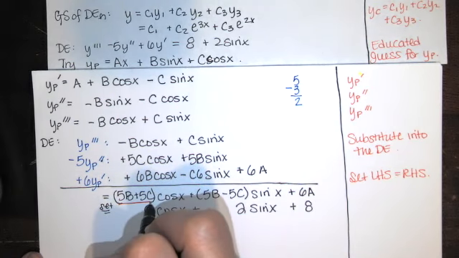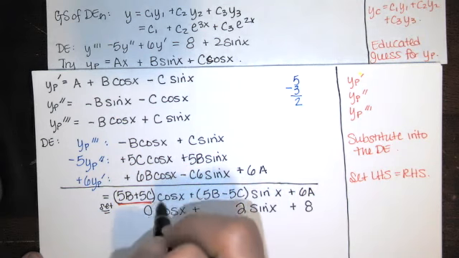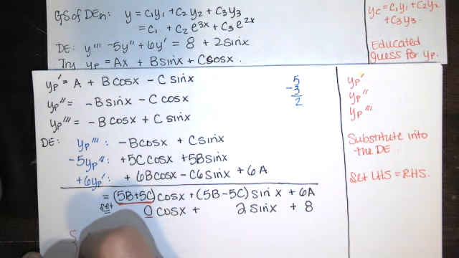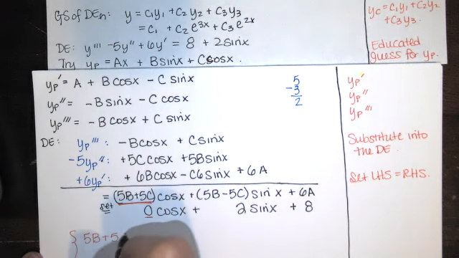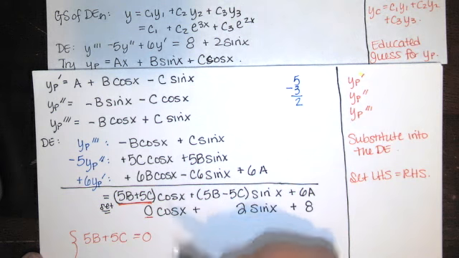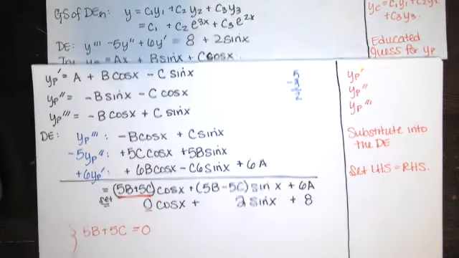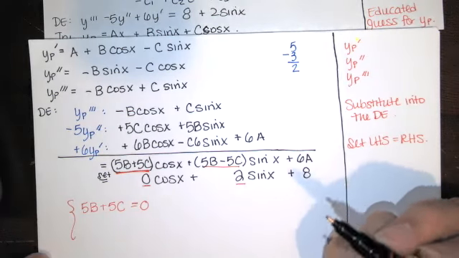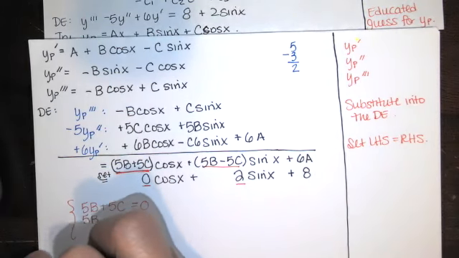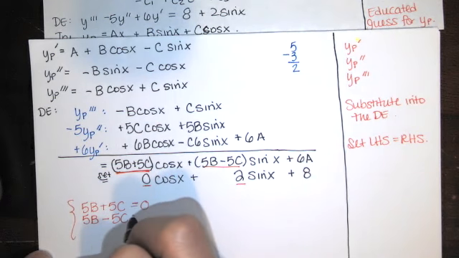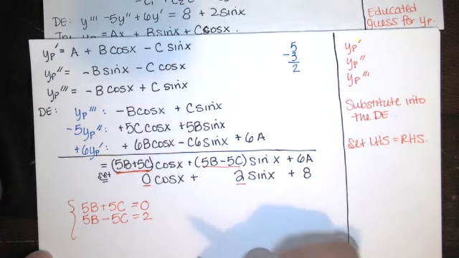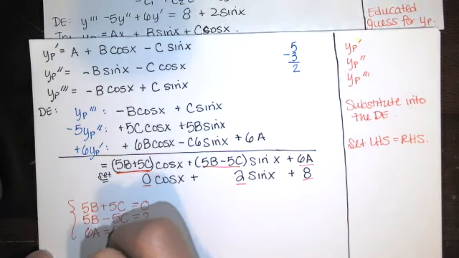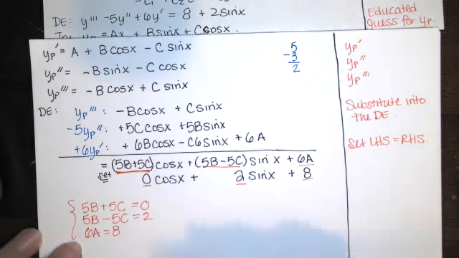So the coefficient of cosine on the left-hand side has to equal the coefficient of cosine on the right-hand side. So we have 5b plus 5c must be 0. And then similarly, the coefficient of sine on one side of the equation has to equal the coefficient of sine on the other side. So we have 5b minus 5c, that has to be 2. And the constant term on one side has to equal the constant term on the other. So we have that there.